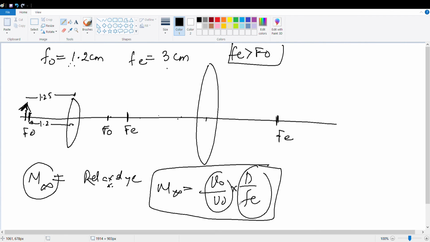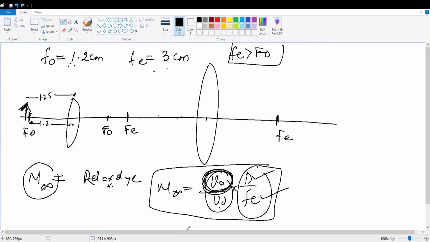Now what should we do? You have to find the magnifying power. To find the magnifying power, what do you have? You check. You have F E, D also we know, 25 centimeter. You know U naught, what is U naught? 1.25 centimeter. So what is missing? V naught. Yes or no? So how to find V naught?